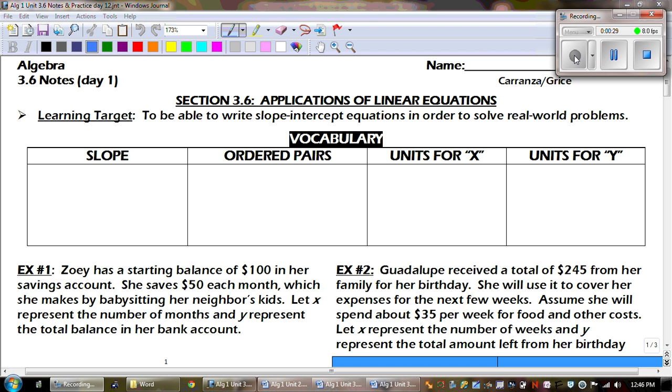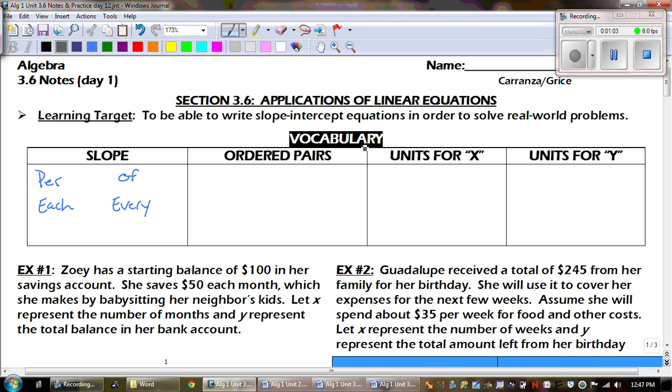Okay, so first let's talk about some vocabulary. Slope. Four different words that you could see for slope could include the word per, the word each, the word of, or every. So if you see those words, know that it's talking about the slope.